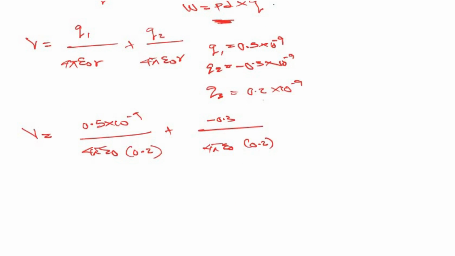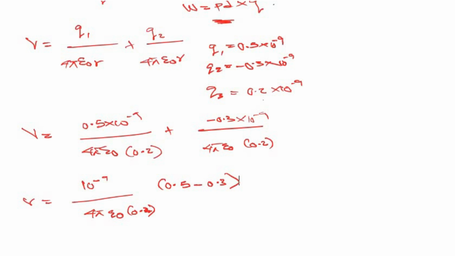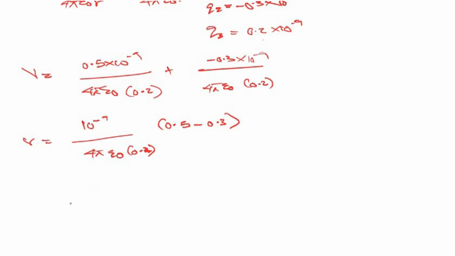This and this are the same for the two, so we can quickly factor it out. Here we are also having times 10 raised to the power of minus 9. Don't forget the nanocoulomb. So we can factor out 10 raised to the power of minus 9 divided by 4 pi epsilon naught 0.2, since it's the same for both. Then we are having open bracket 0.5 minus 0.3. It is not compulsory you follow my method, you can follow yours. It's the same thing, it's mathematics. You can quickly get your answer.